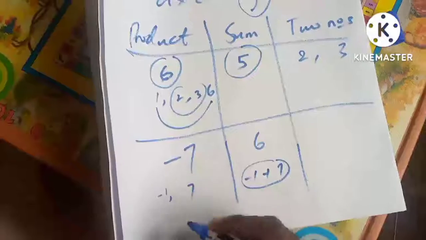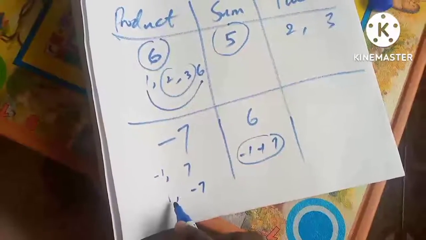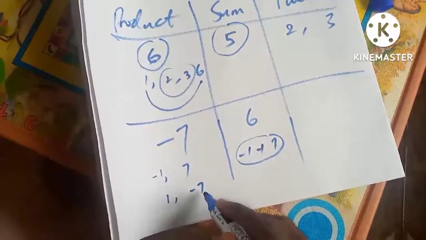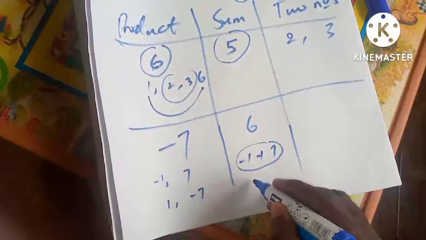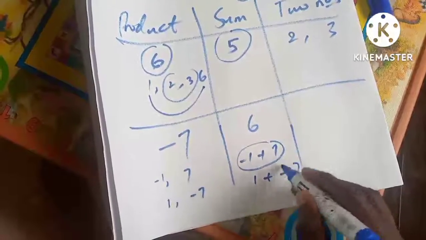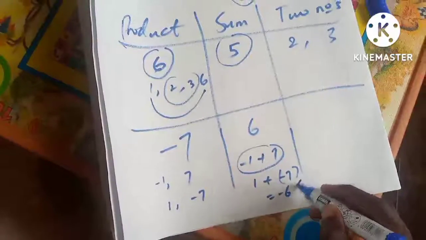Okay, let's think of another two numbers. What about 1 and -7? 1 times -7, that will be -7. If I add them together, what will happen? That will be -6. Okay, this one will not satisfy it.